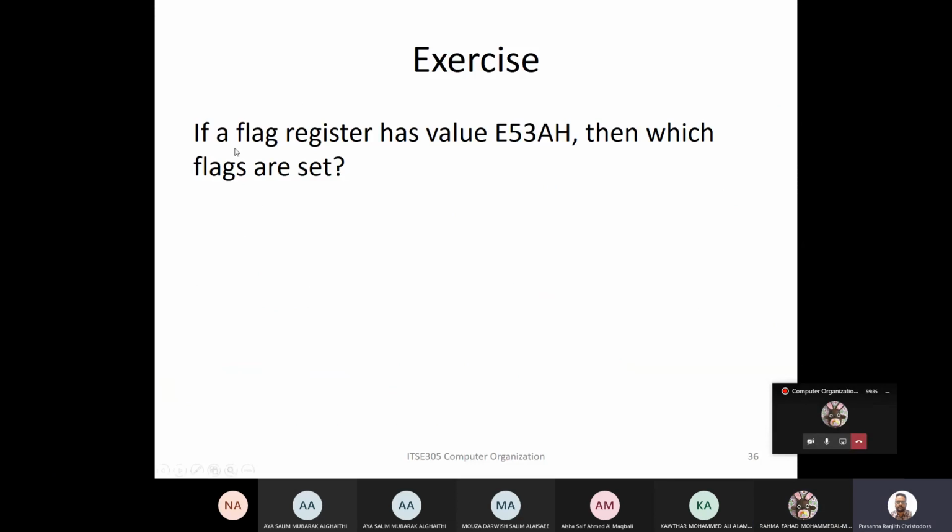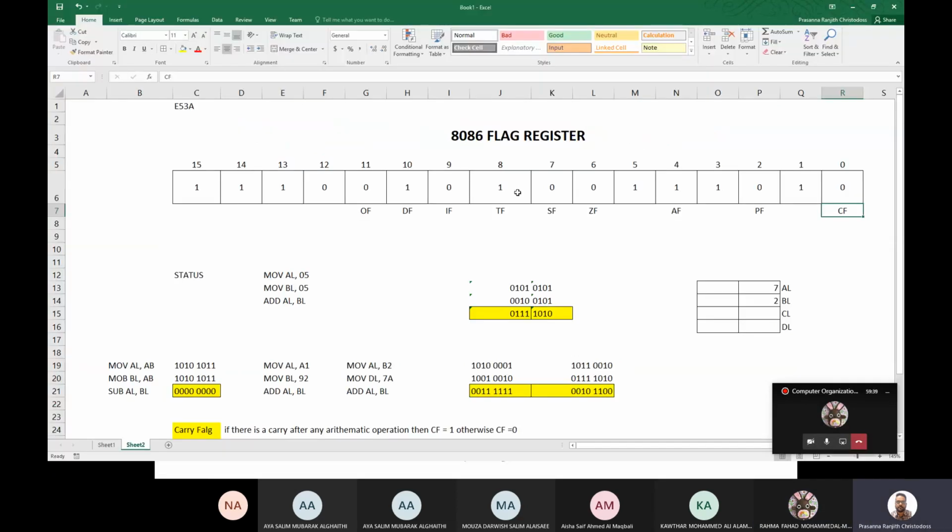The question is, if the flag register has this value, which flags are set? Auxiliary is set. Trap and direction are set. Only these flags are set. Others are not set. Do you understand the question? Yes, mister. So your answer is DF, TF, and AF.